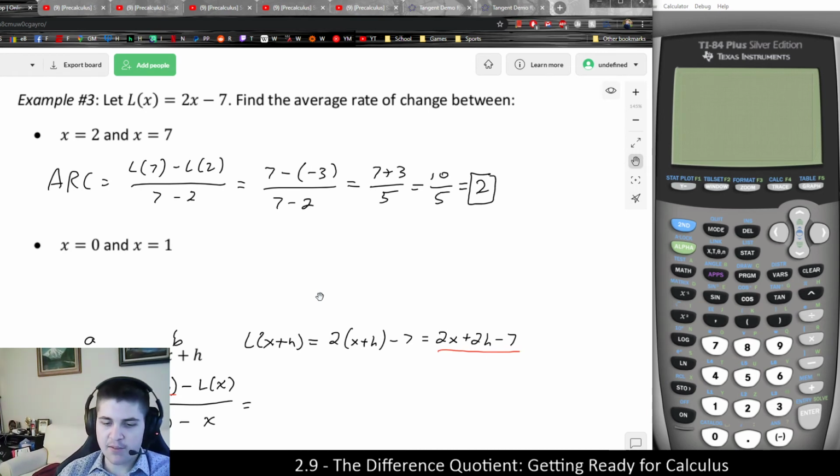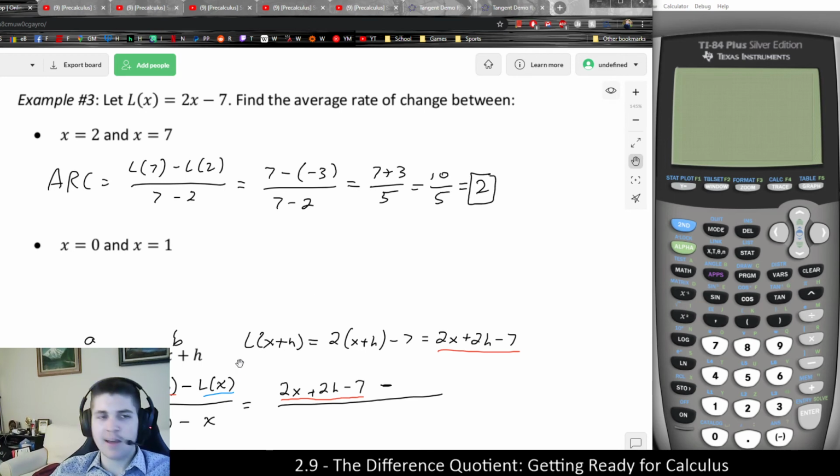So if I'm trying to simplify my average rate of change, what I'm going to be left with is 2x plus 2h minus 7. And then it says to do minus L of x next. So this would be my L of x plus h, and then I have to subtract L of x. Well, L of x, again, I'm not given a number here. That's what's a little bit trickier about this example. But algebraically speaking, L of x is just exactly 2x minus 7. I know what the function is, so 2x minus 7 was L of x.